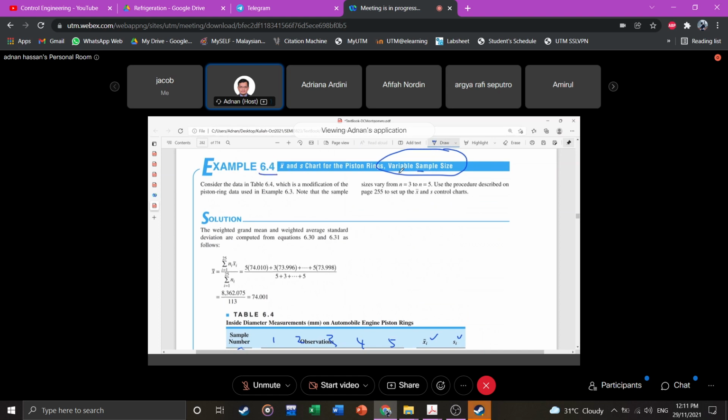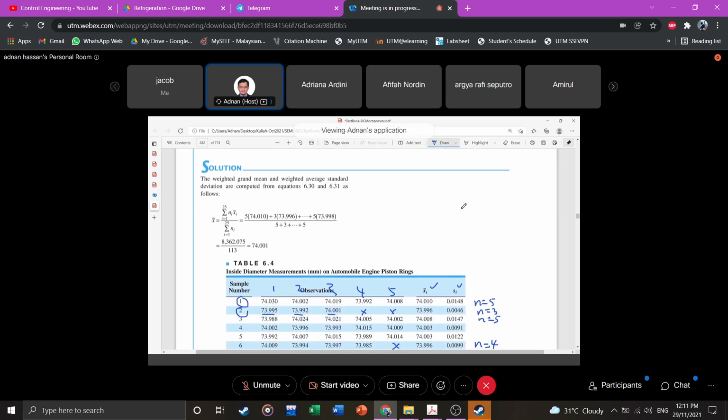Variable sample size: the sample size varies from 3 to 5. We can use the procedure from earlier to set up the X bar and S charts, but we have to recalculate the X double bar because it is going to change. The grand mean and weighted average standard deviation are computed using the earlier formula. Now not all are 5; there are 5, 3, 4, and so on, so we have to recalculate.